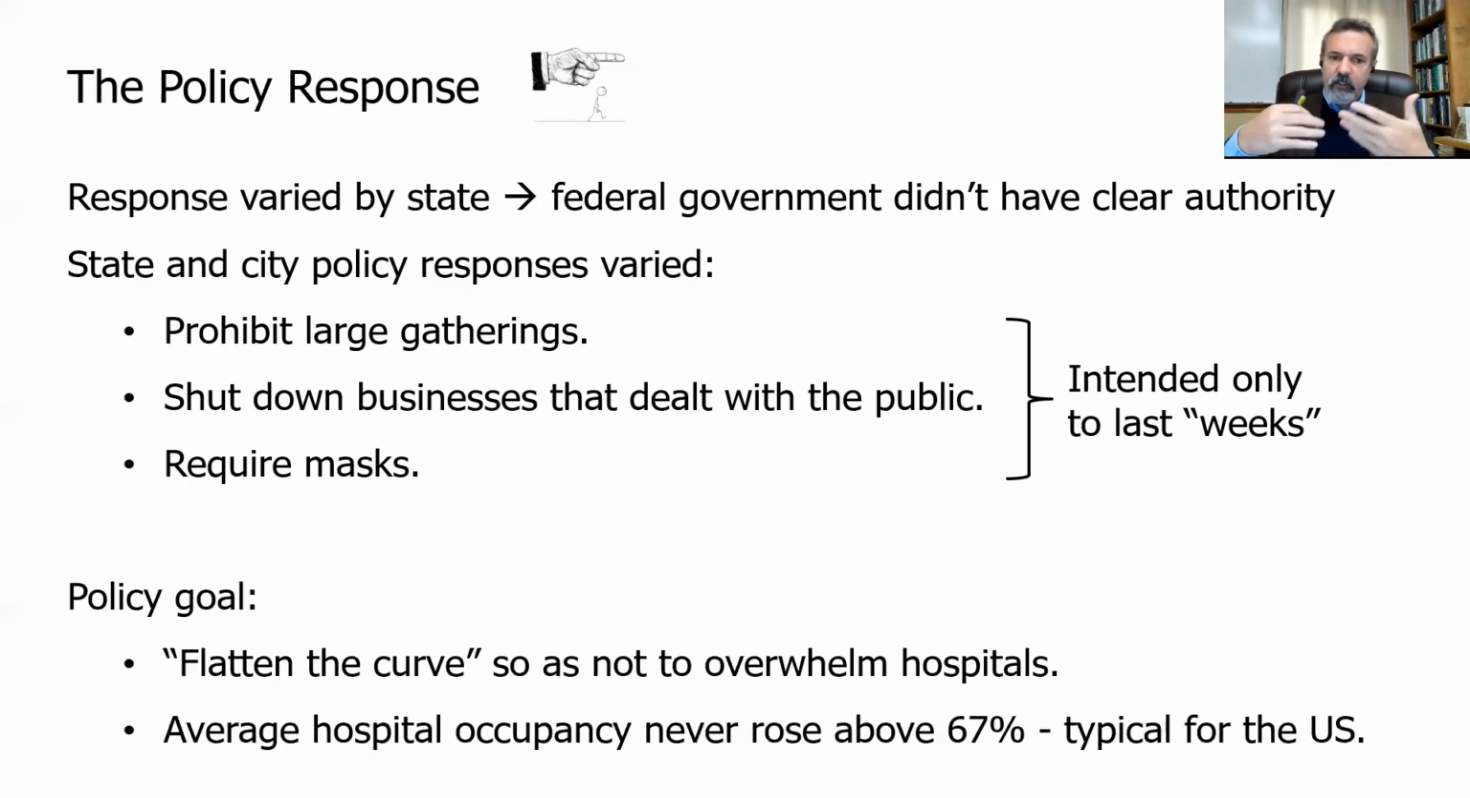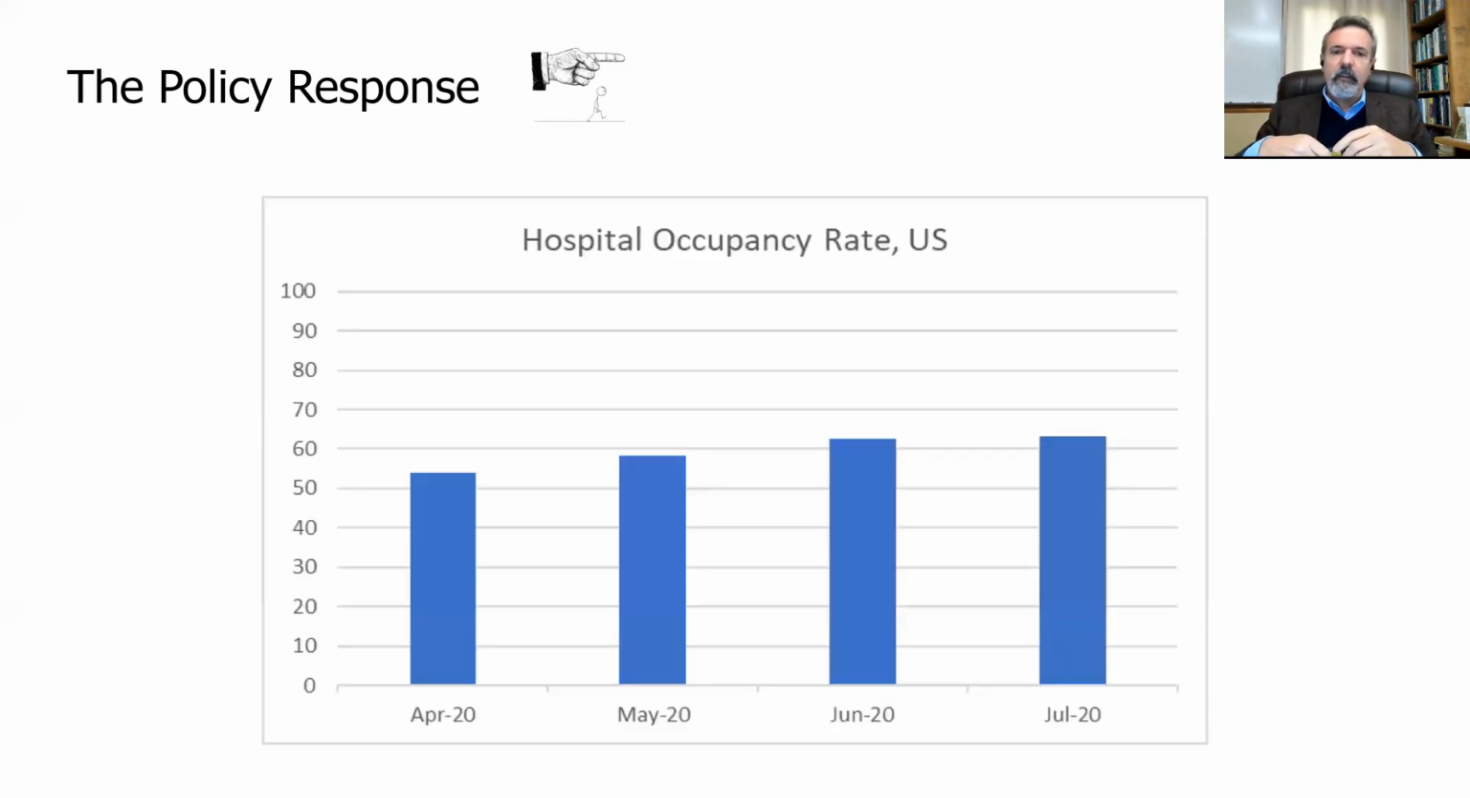Now, while the stated goal was to make sure that we didn't overwhelm our hospitals, it turns out that the average hospital occupancy rate in the US never rose above 67% throughout COVID. And 67%, of course, it varies from time to time under normal circumstances, but 67% is about as high as it normally goes under normal circumstances. And so if you look at the hospital occupancy rate, so the number of beds that are taken up in hospitals, you can see it rises a bit during the age of COVID, but it never gets above this 67%.